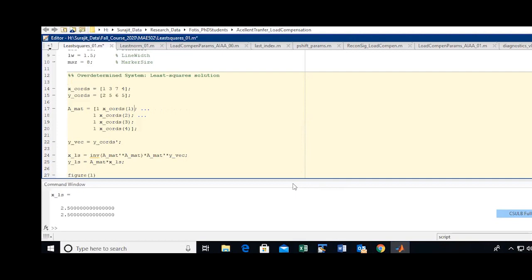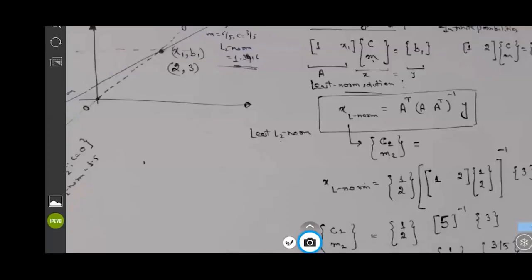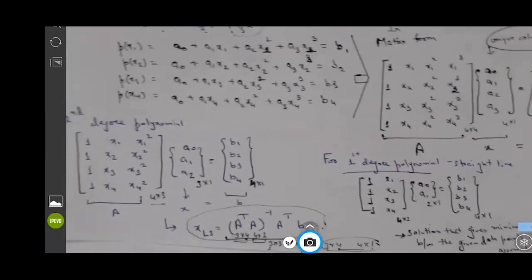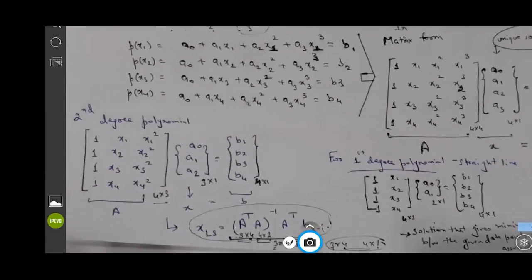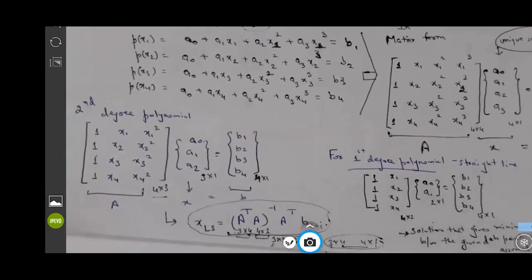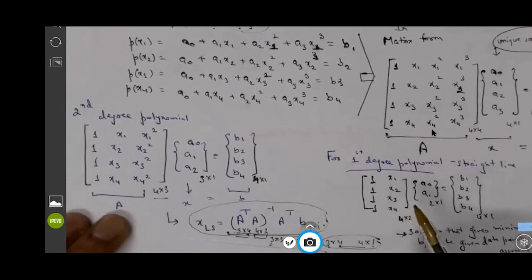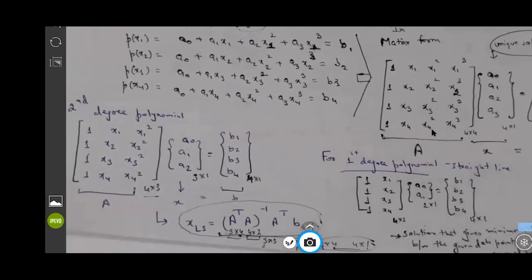So let me actually go back to the document. So what we were actually discussing is this specific equation matrix. I'm just running out of batteries, so my computer can stop anytime. Just give me a second. Let me plug my charger.